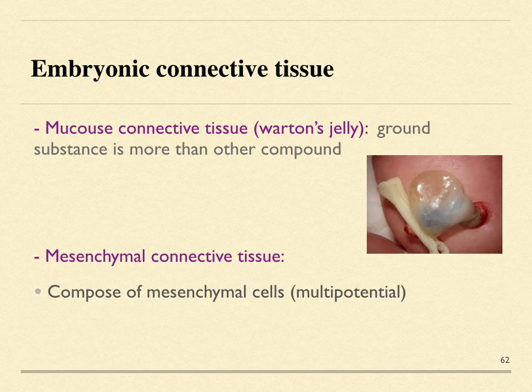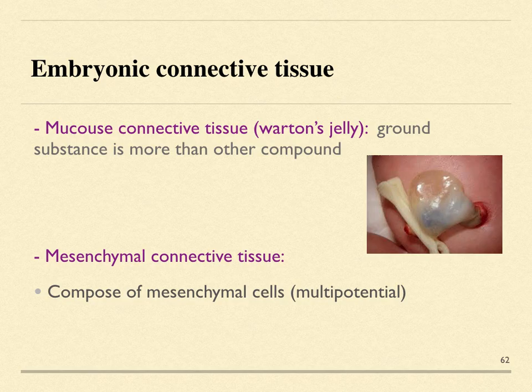In general, we call them the embryonic connective tissue. Here you can see two types of the embryonic connective tissue. Mucous connective tissue. This type of connective tissue is found in the umbilical cord. You know, in the umbilical cord we have got the arteries and the veins. These blood vessels connect the embryo to the placenta, and around these blood vessels we have got some jelly-like structure.